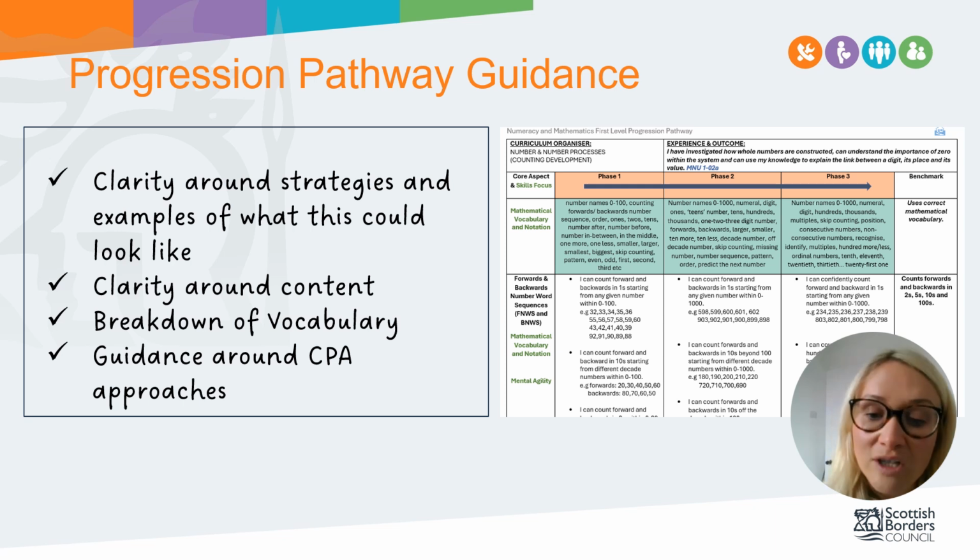But the progression pathway is there to really help support you with that main body of your lesson, to help guide you with the strategies and with the content. So hopefully your planning will be a lot easier, and hopefully then this will help provide that clarity within your teaching.